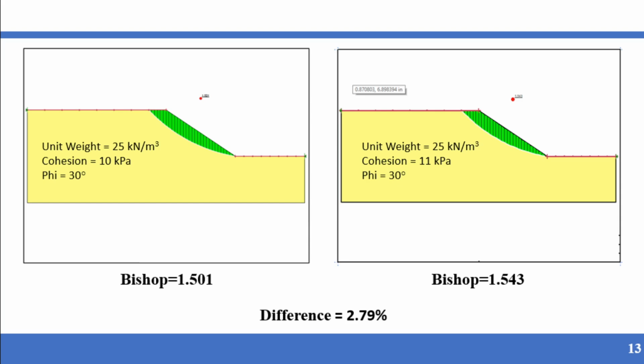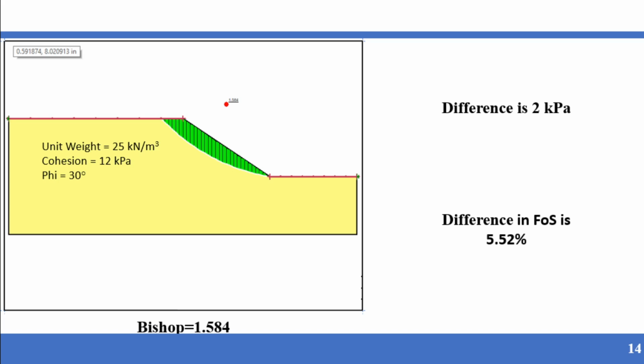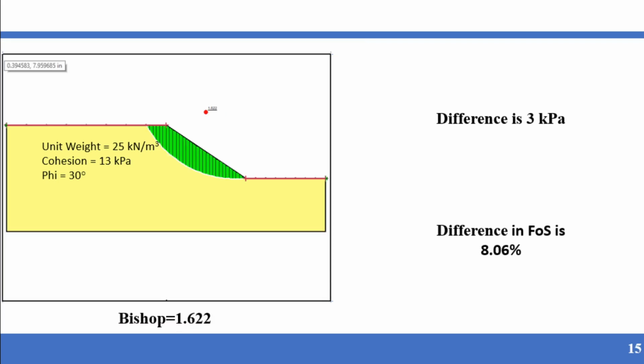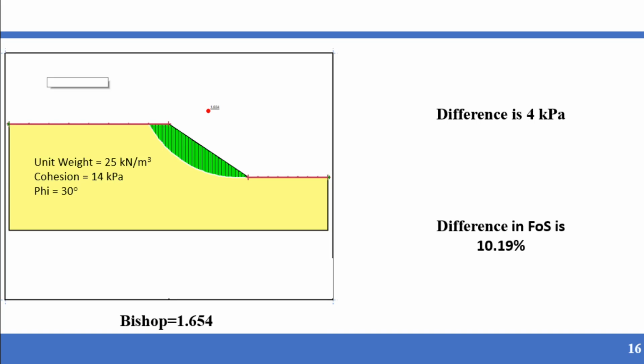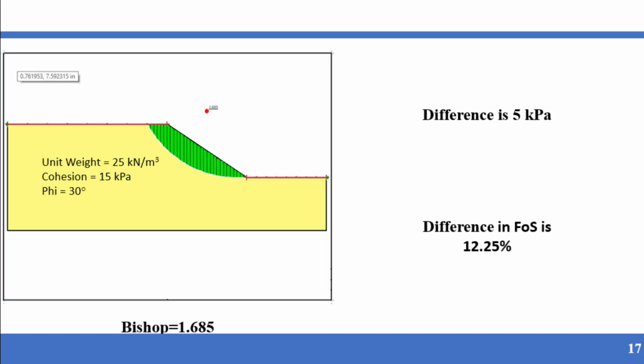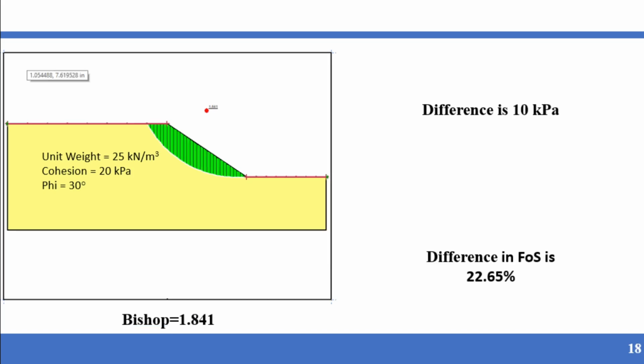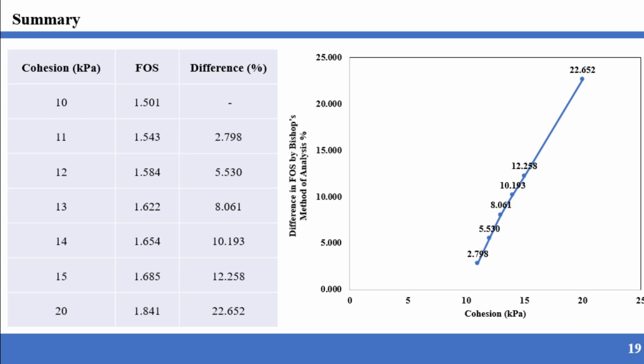Coming to the effect of cohesion, with the same Bishop method and all initial parameters constant: cohesion from 10 kPa to 11 kPa, the difference is 2.79 percent. If the difference is 2 kPa, the difference in factor of safety is 5.52 percent. Difference of 3 kPa, difference in factor of safety is 8.06 percent. Difference of 4 kPa, difference in factor of safety is 10.19 percent. Difference of 5 kPa, difference in factor of safety is 12.25 percent. Difference of 10 kPa, then difference in factor of safety is 22.65 percent.